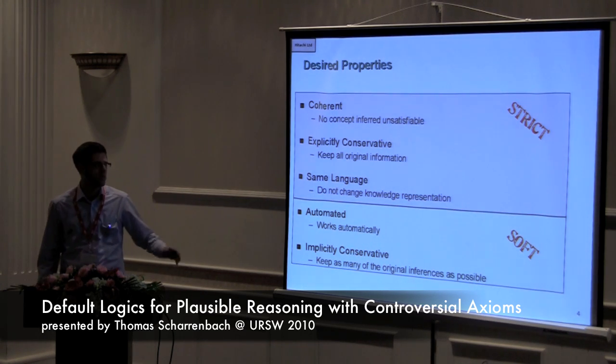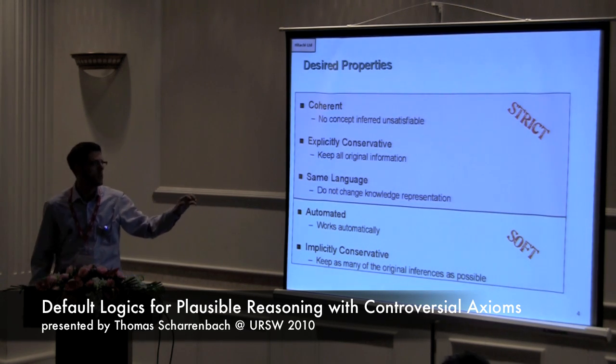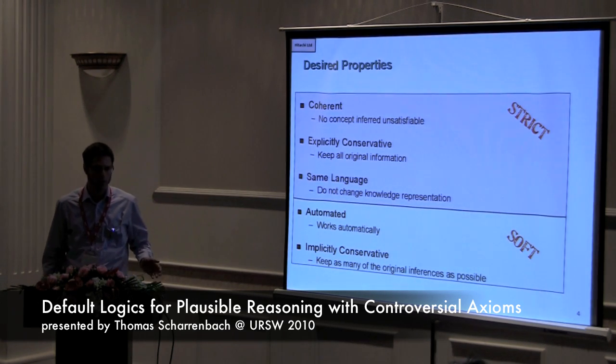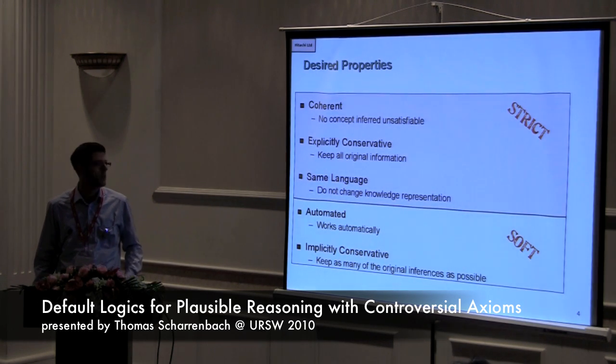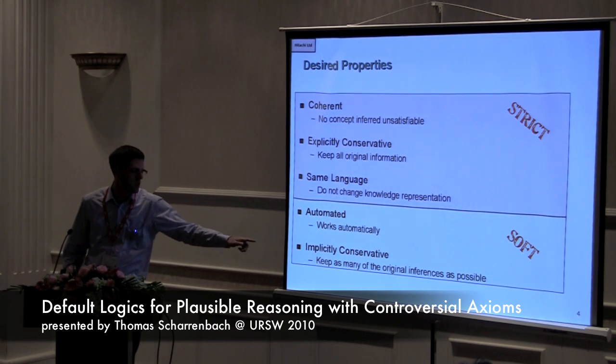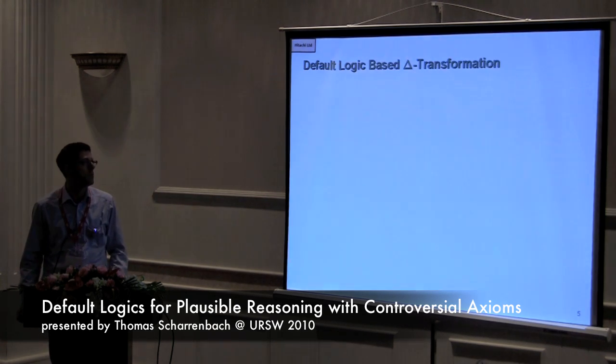And as you might see from there, if we force, for example, to keep all the original information in the case of conflict, so when some conflict is occurring in the form of an unsatisfiable concept, then the best thing we can do is to keep as many of the inferences as possible. So we will not be able to keep all of them.